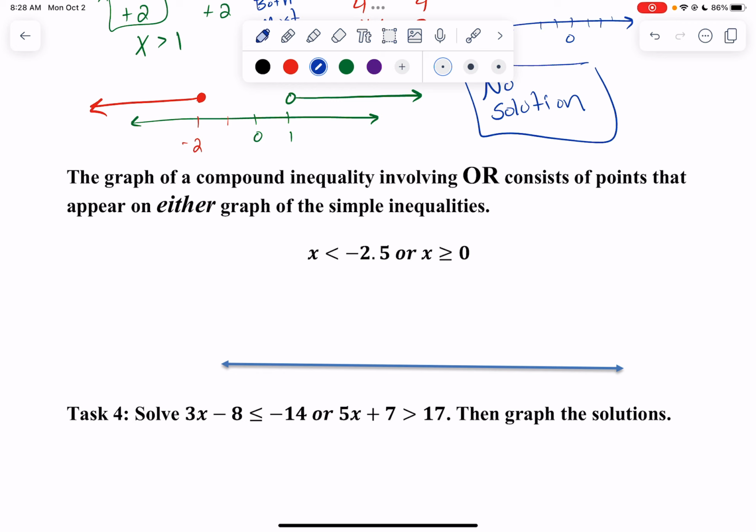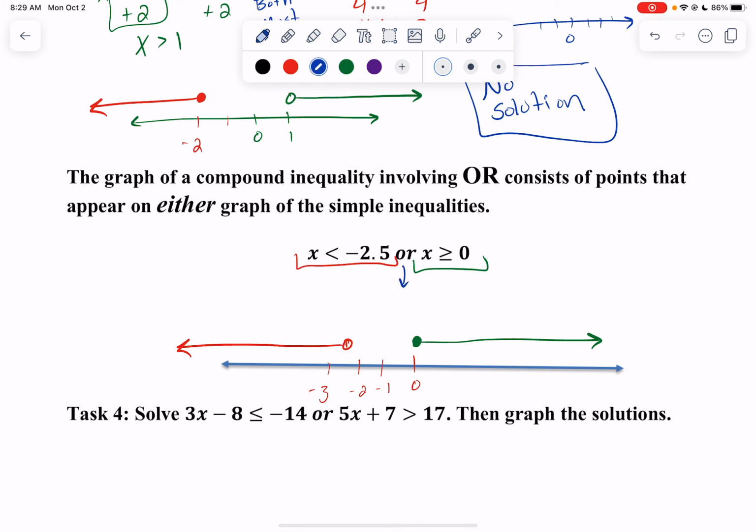Okay, so when I'm graphing here I have an or statement. X has to be less than negative 2.5. So here's 0. Okay, there's negative 1, negative 2, negative 3. So negative 2.5 is going to be here in the middle. Open dot. Less than negative 2.5. So shaded this direction. Okay, or x has to be greater than or equal to 0, 0. Shaded this direction. This is very similar to our last problem. They go opposite directions and they never overlap, but it's an or. Either can be true.